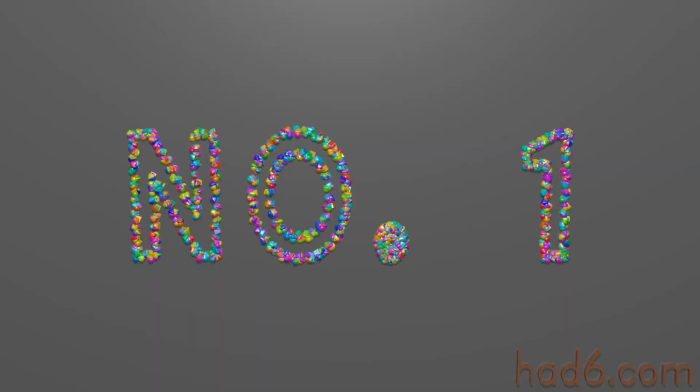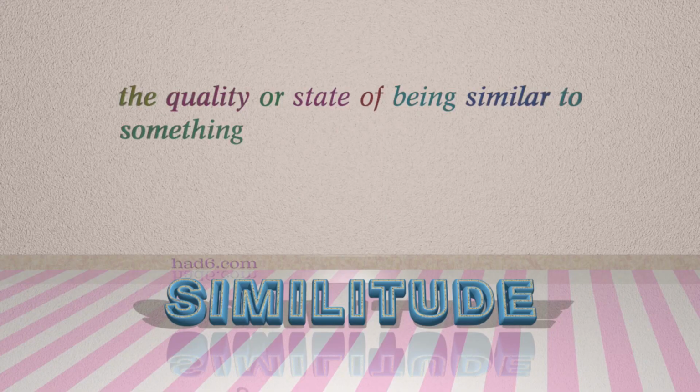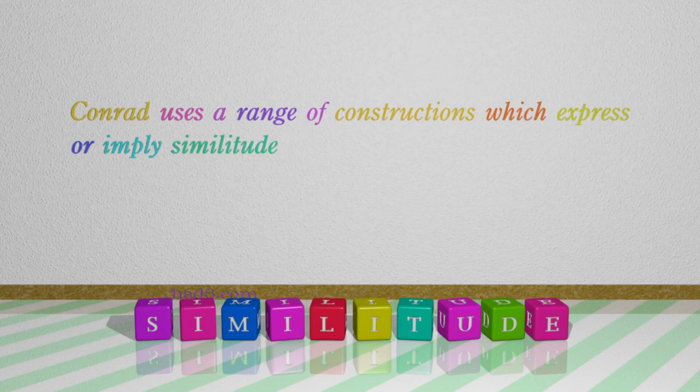Number 1. Similitude, which means the quality or state of being similar to something. For example, Conrad uses a range of constructions which express or imply similitude.